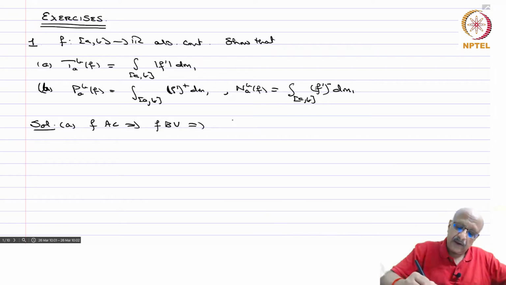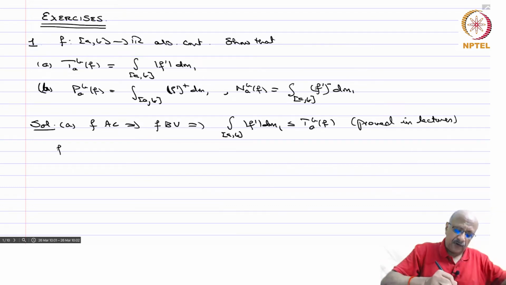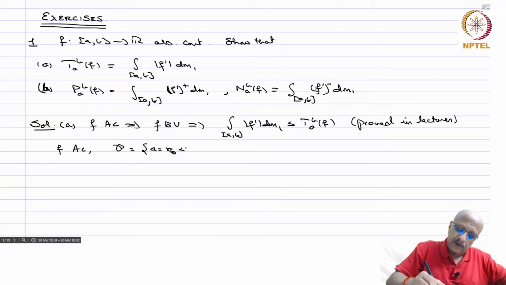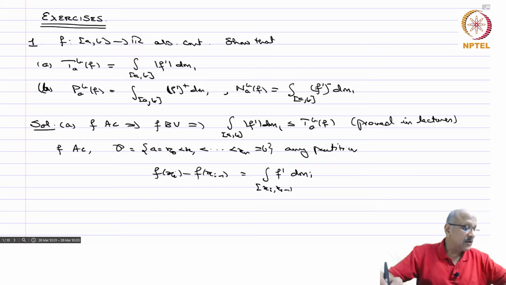This implies the integral over [a,b] of |f'| dm1 is less than or equal to T_a^b(f). So proved in lectures. We've already seen this. Okay. Now f is absolutely continuous. So P = {a = x_0 < x_1 < ... < x_n = b}, any partition. Then you have f(x_i) minus f(x_{i-1}) equals the integral over [x_{i-1}, x_i] of f' dm1. That is just by absolute continuity.